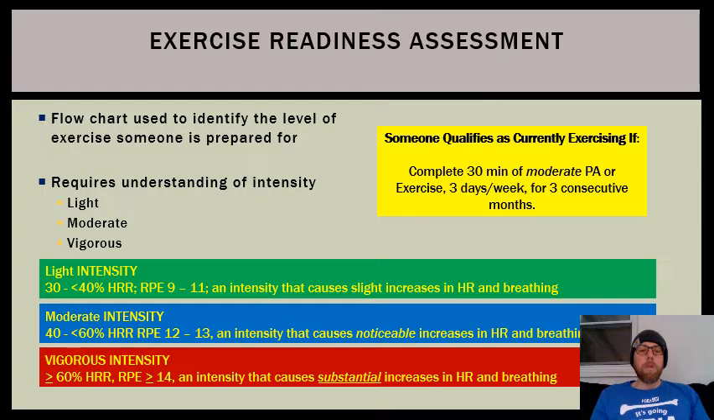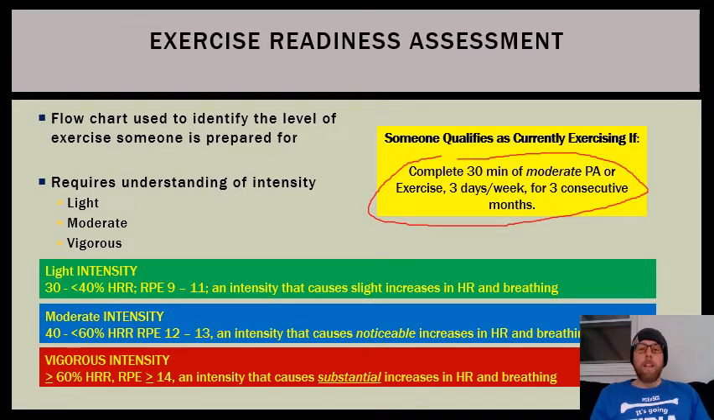So we're going to use the process that I'm going to describe in the next slides to designate whether or not someone is ready for light intensity, moderate intensity, or vigorous intensity exercise. One of the biggest keys, and our biggest starting point here, is deciding: are they currently exercising? That qualification is described as someone completing 30 minutes of moderate physical activity or exercise.